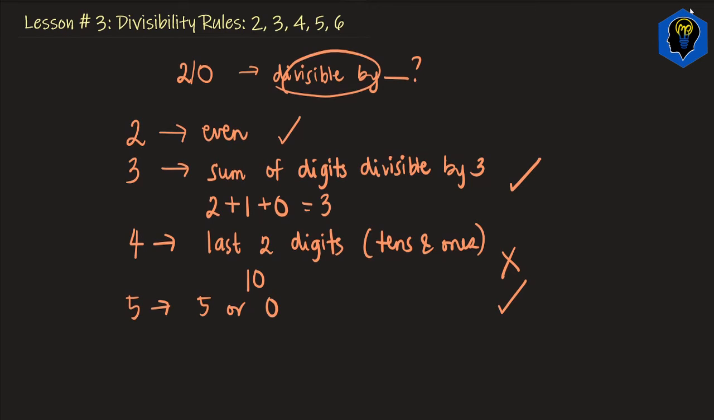Then lastly, we have divisibility rule for 6. So for this, ang rule lang dyan dapat, okay, divisible siya by both 2 and 3. So is it divisible by 2? Yes. Is it divisible by 3? Yes. Therefore, 210 is divisible by 6. O, diba? Madali lang yung divisibility rules.